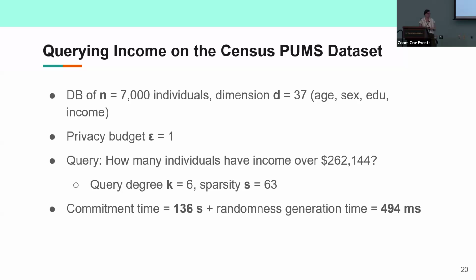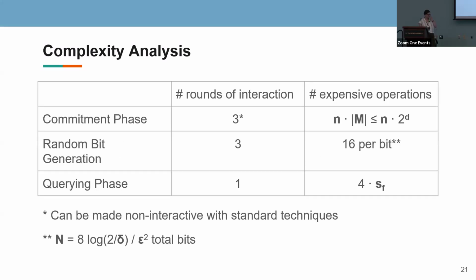In this case, we had a one-time commitment time of a couple of minutes, as well as a randomness generation time of 500 milliseconds. And then once we got to the actual query, it was only 1.9 milliseconds. So now I'll note in general what the complexity looks like for our scheme.